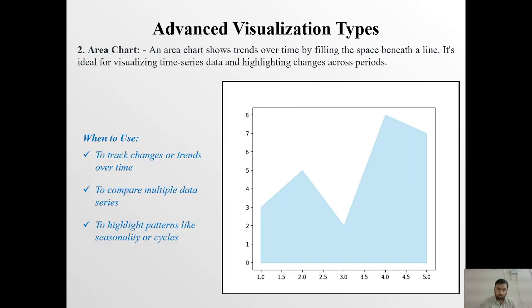Area chart. An area chart shows trends over time by filling the space beneath a line. It's ideal for visualizing time series data and highlighting changes across periods. When to use: to track changes or trends over time, to compare multiple data series, to highlight patterns like seasonality or cycles.